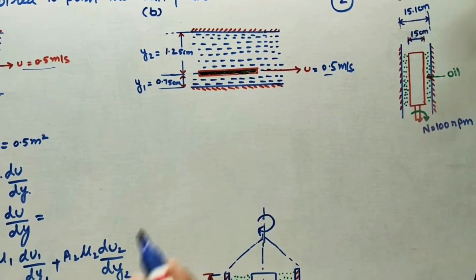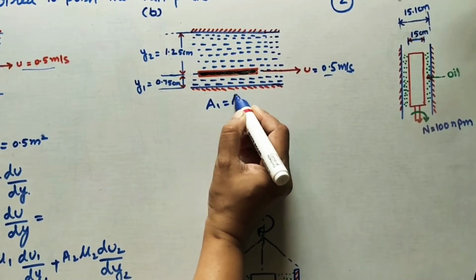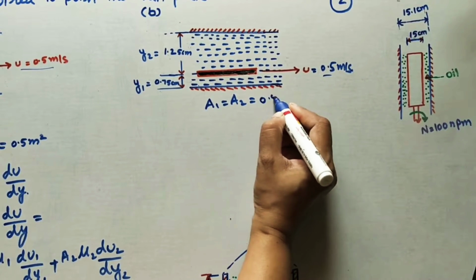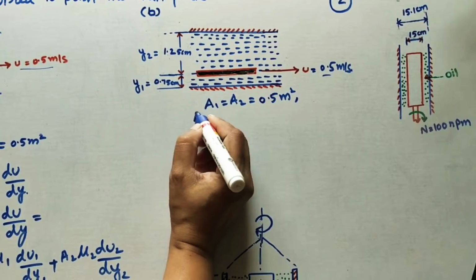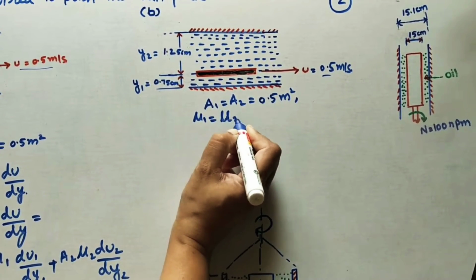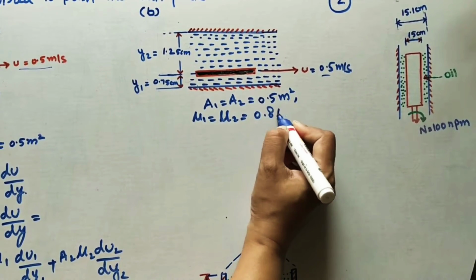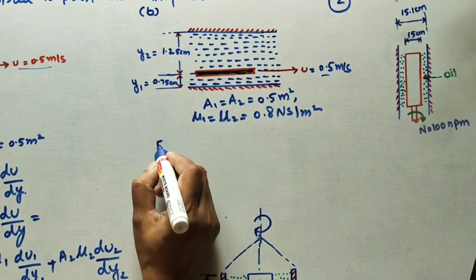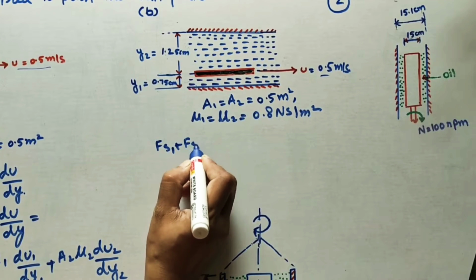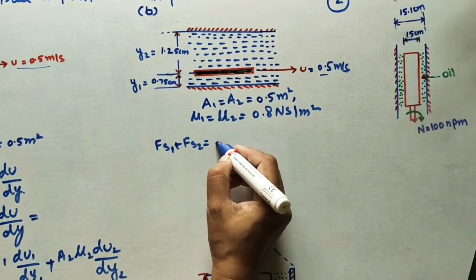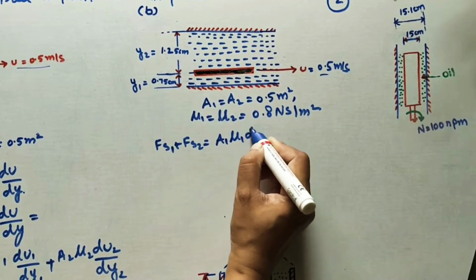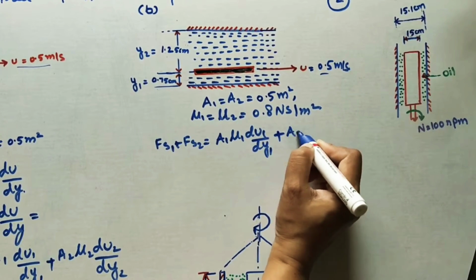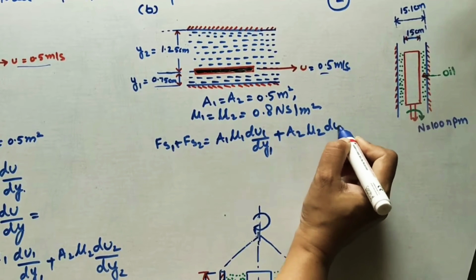But in this case also A1 is equal to A2. How much area is it given? It is given 0.5 meters square. And what is the mu value? Mu1 is equal to mu2, which is also given as 0.8 Newton second per meter square. Now find out the force Fs1 plus Fs2. First write the formula: A1 mu1 du1 by dy1 plus A2 mu2 du2 by dy2.